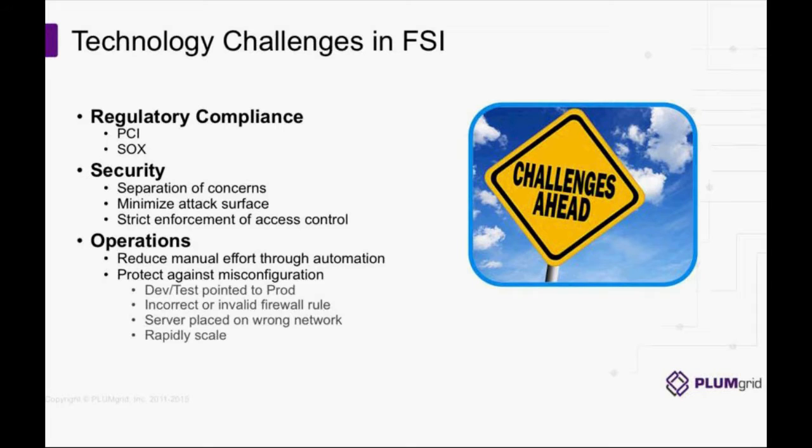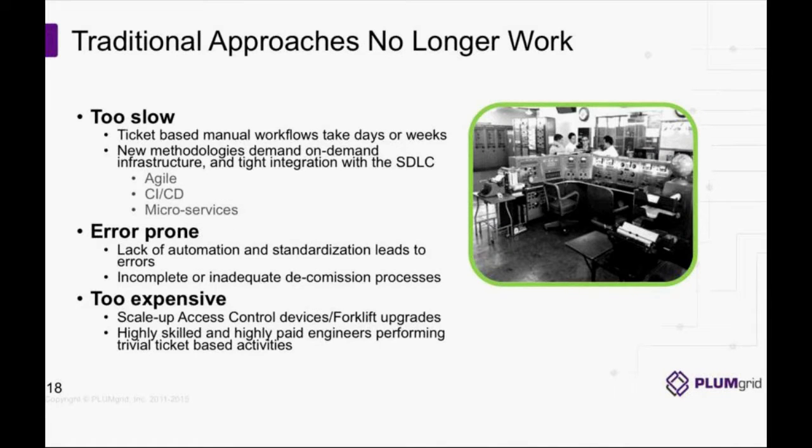Finally, I think from a business perspective, there's this need to be able to scale quickly. Everybody's aware of AWS and how quickly we can scale applications on demand. This should be the case across your entire infrastructure, not just your public cloud infrastructure, but also your on-prem data center equipment as well. So how do we solve this, particularly when traditional approaches no longer work?